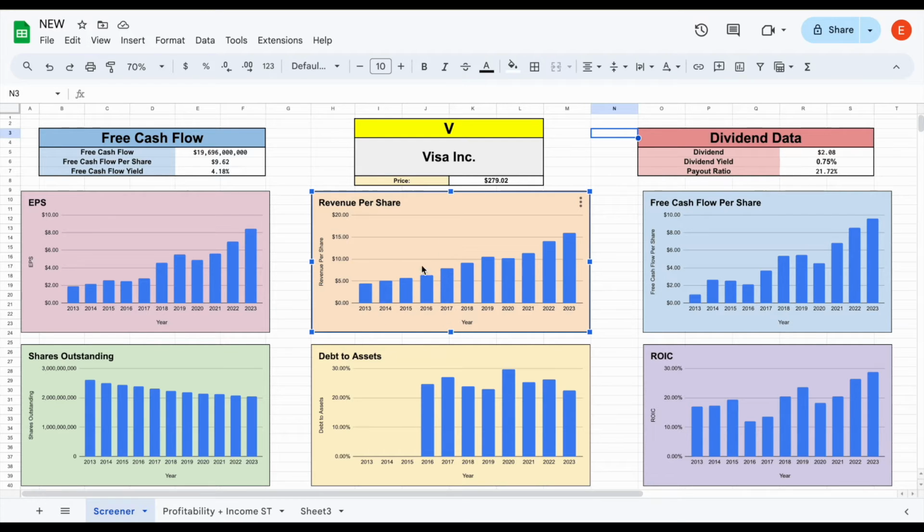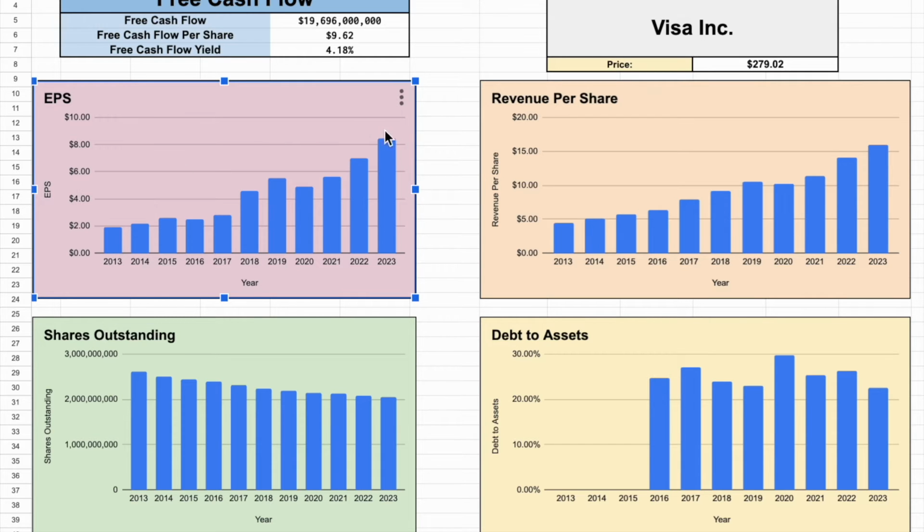Now, if we come over here to the left, we have our earnings per share chart. And ideally, we'd like to see this growing over time as well. And so in the case of Visa, they've seen phenomenal earnings per share growth over the past decade, going from $1.90 to, in 2023, $8.44.